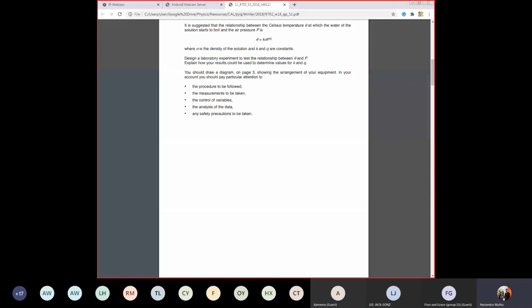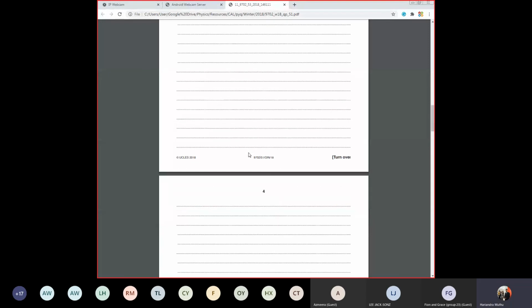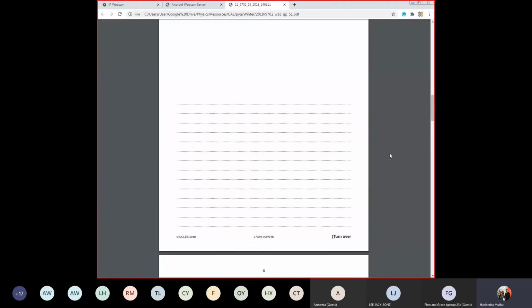Okay, if you look at the format of the paper, you have the question, right? And then you have the diagram here on page 3. And then you have 1.5 pages where you're supposed to write the workings and answers and whatnot.